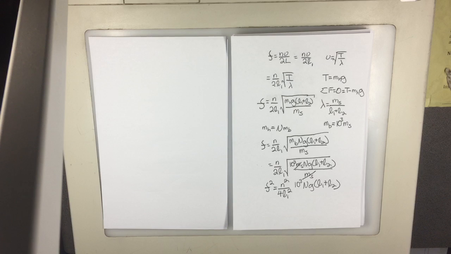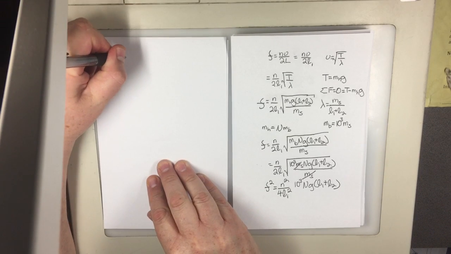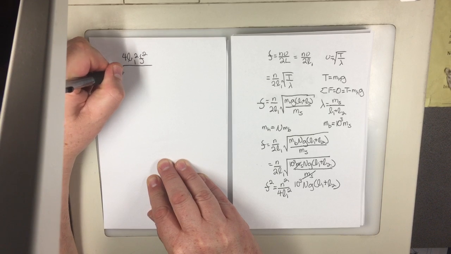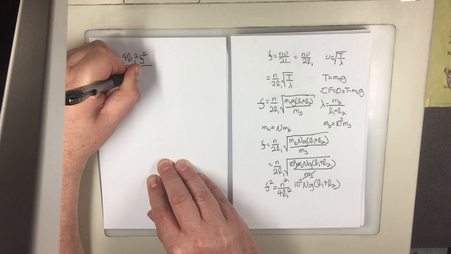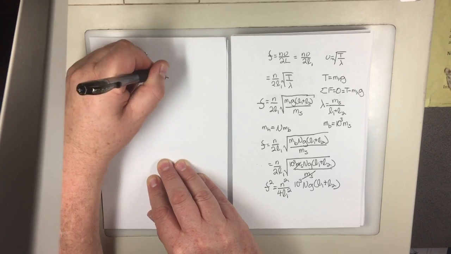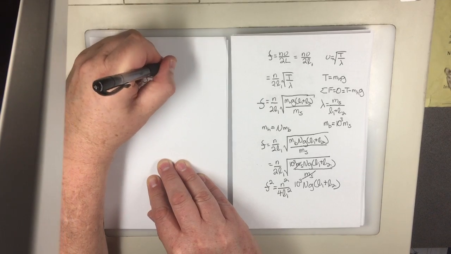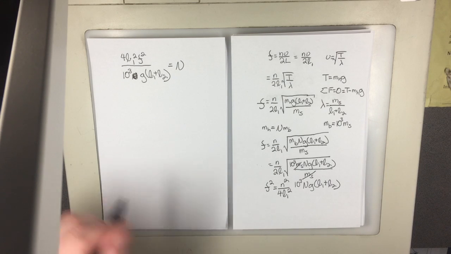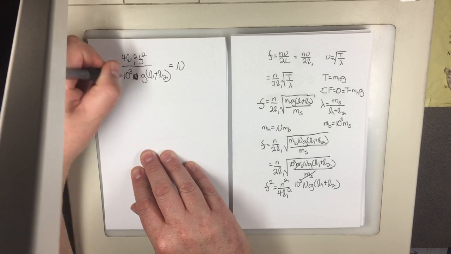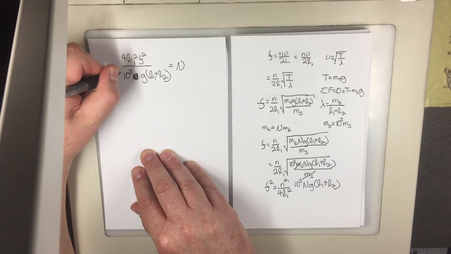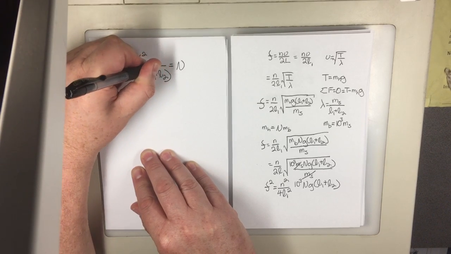Now that I got rid of the square root, now I solve for N. 4L1 squared F squared over 1,000, oh no, the N stays up. 1,000 G times L1 plus L2. And that is equal to N. Now, what are the units of N? And that goes in the numerator or the denominator? Denominator. Okay, there we go.